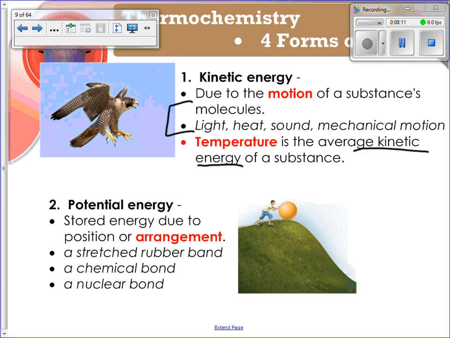Potential energy, like we said before, is the stored energy due to position or arrangement. So a stretched rubber band, a chemical bond, and a nuclear bond. We've got this little visual of this guy about to roll this thing down the hill right here. That's got a lot of potential energy where it sits.